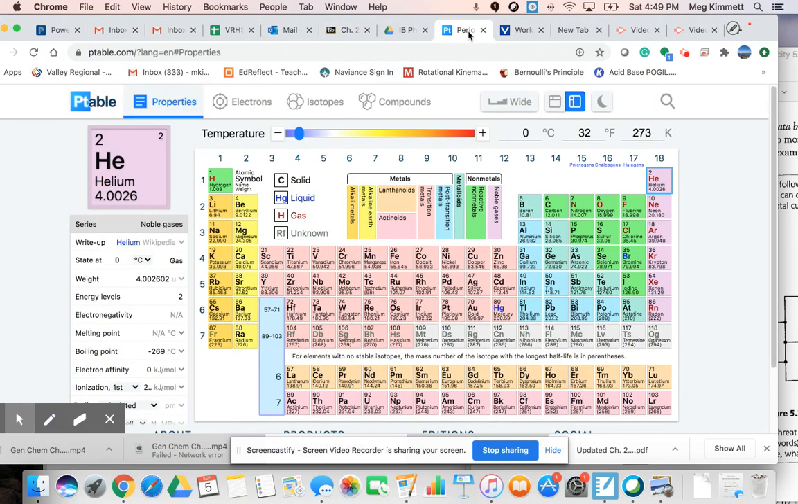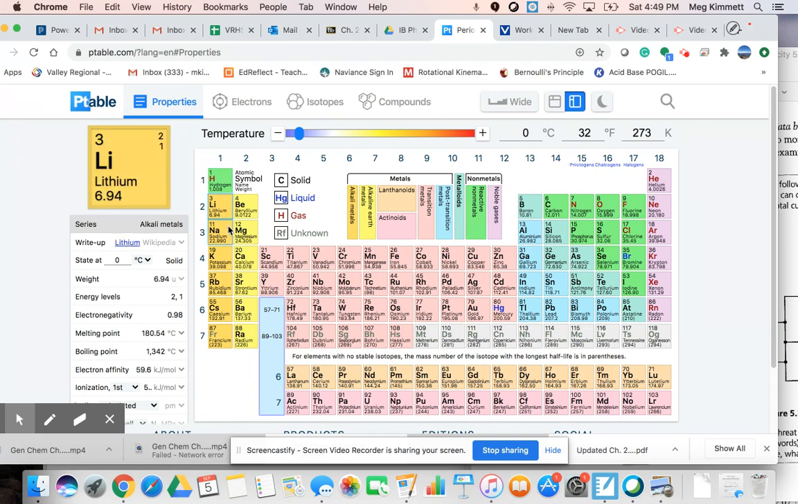bookmark for yourself, which is ptable.com. And this p-table is a really good illustration of the properties of the elements that we'll talk about when we do chapter 7 on periodicity.